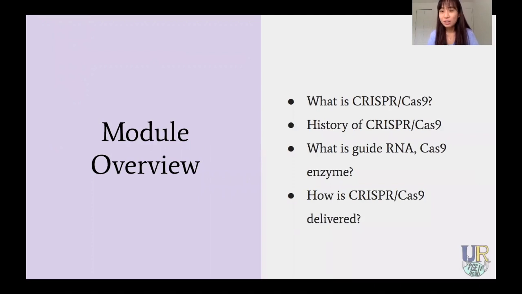So for today's module, I will first talk about what CRISPR-Cas9 is. And then I will talk about the history of CRISPR-Cas9, how it originated, as well as the important components of CRISPR-Cas9, which are the guide RNA as well as the Cas9 enzyme. At the end, I'll talk a little bit about how CRISPR-Cas9 can be delivered to the cell's genome.